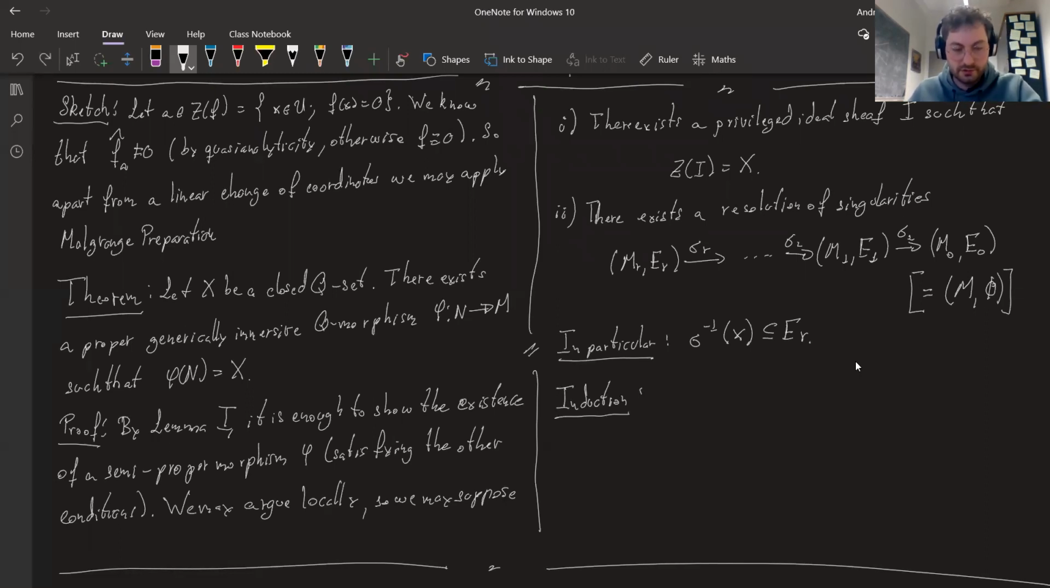On the lexicographic order, on the couple MR, where M is the dimension of M, and R is the number of blowing ups that we use in this sequence here. Yeah, induction on MR. And what was the comment that I wanted to make? In respect to the lexicographic order.